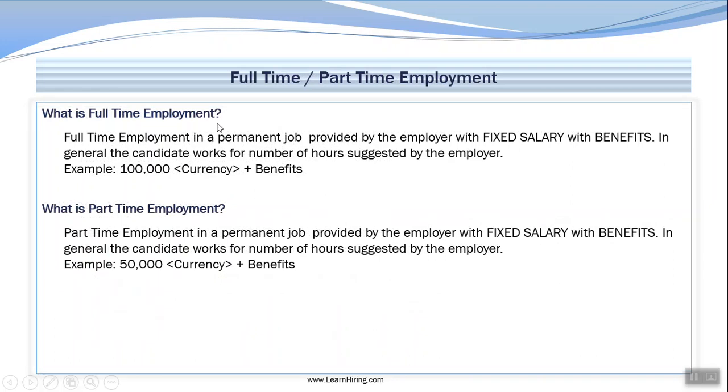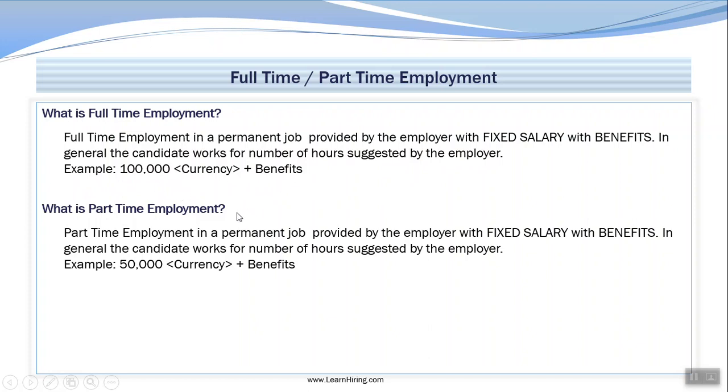What is full-time employment? Full-time employment is a permanent opportunity provided by the employer with fixed salary and benefits. In general, the candidate works for number of hours suggested by the employer. The number of hours may be ranging from 40 hours to 50 hours per week based upon the employer and as well as the regulations or protocols set by the government. Example of salary is £100,000 plus benefits, €100,000 plus benefits, or $100,000 plus benefits, or 1 million rupees plus benefits.